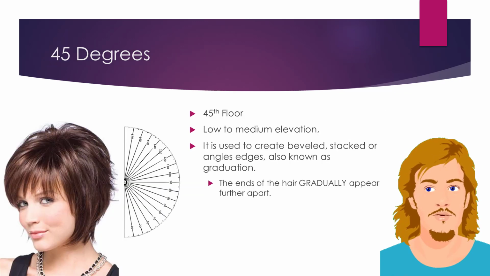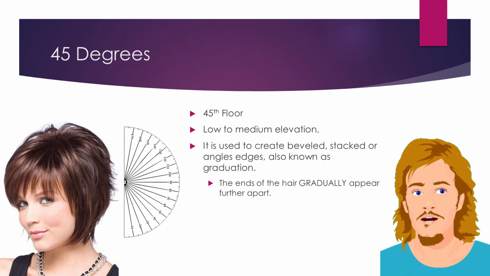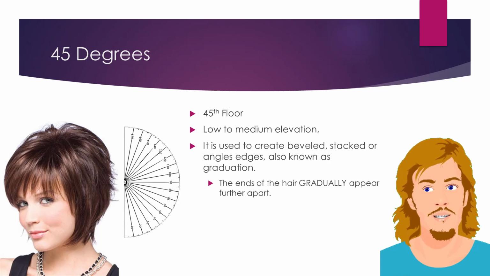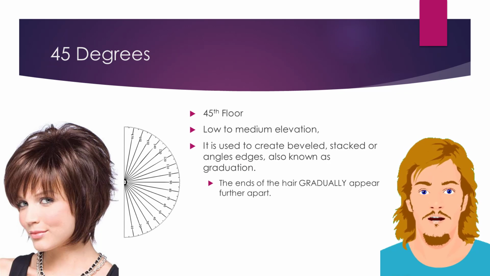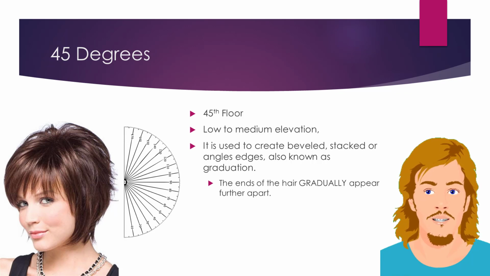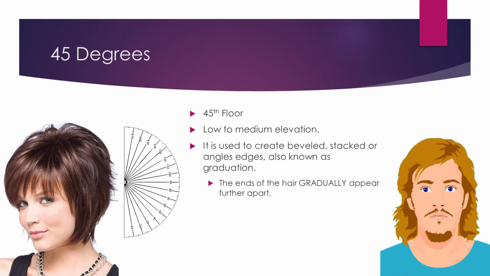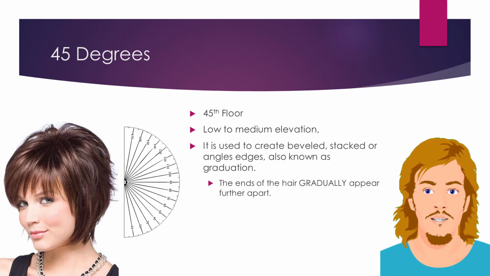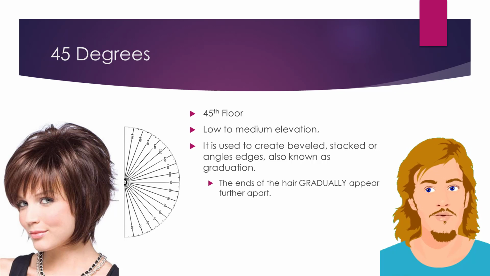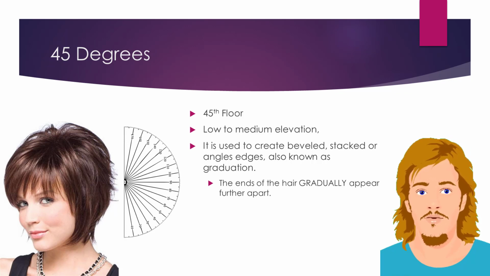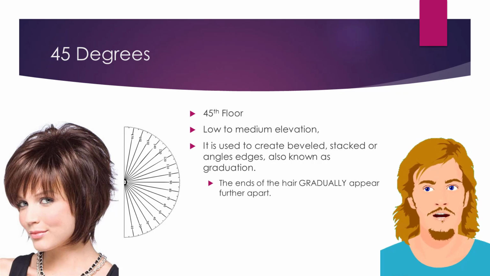The 45-degree elevation has taken the ends of the hair up the elevator a few levels. The ends of the hair, although still somewhat close together, are gradually appearing further apart. There is still a lot of weight in the hair ends, but not as much as with the 0-degree. Using the photo of the protractor, can you visualize what it would look like if you were to pull her hair up to a 45-degree elevation?